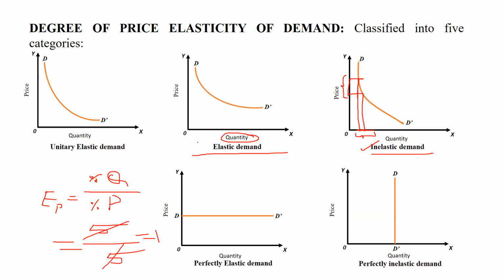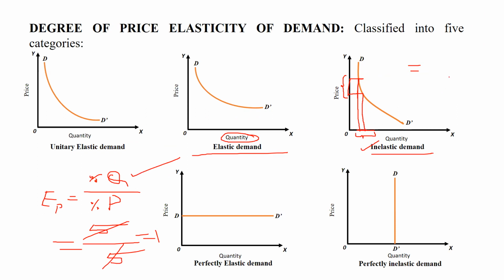So we can say percentage change in quantity, the same formula we are going to apply. Let's say change in quantity. Sorry, this one, the answer would be greater than 1. Why? No. Percentage change in quantity divided by percentage change in price, so the answer would be less than 1.